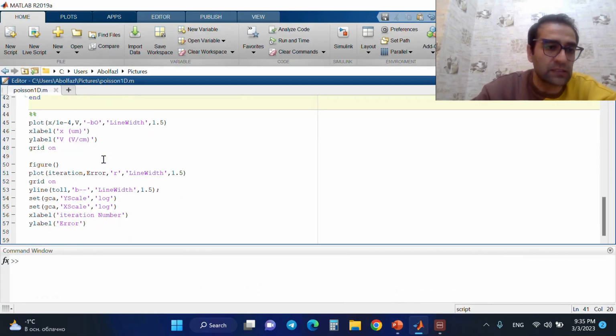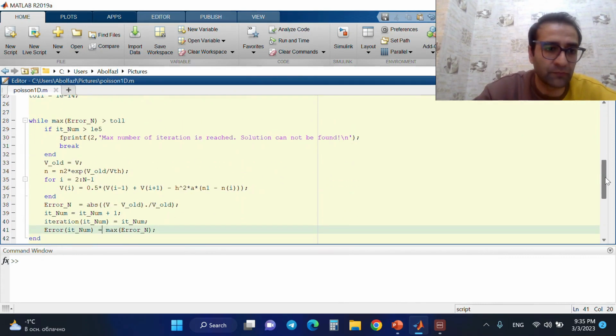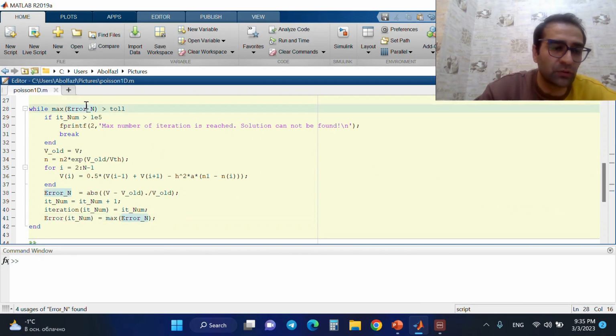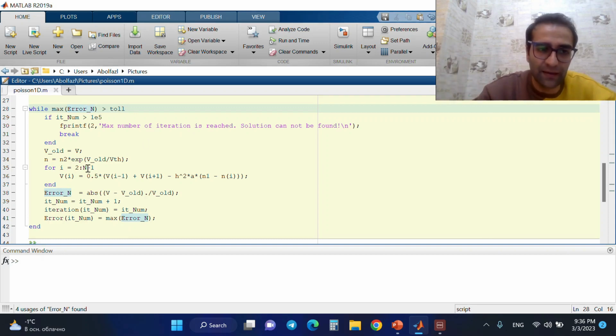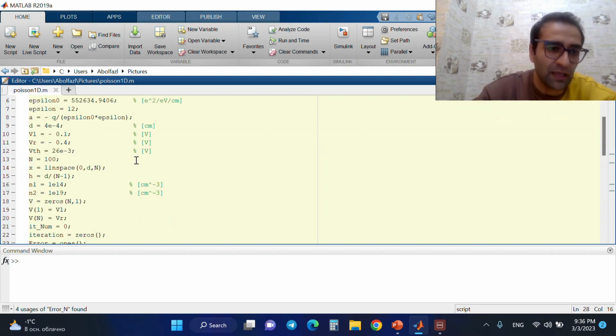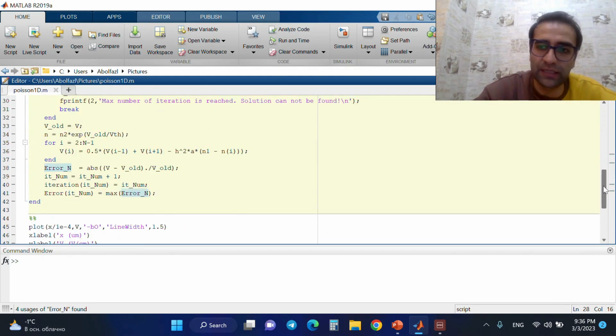And okay, when this loop starts, it says that when the maximum of error at all the grid points is less than tolerance, it will stop. But while this error is greater than tolerance, this loop will be repeated. Okay, and the next step is just plotting of the results to see what is the appearance of the potential.